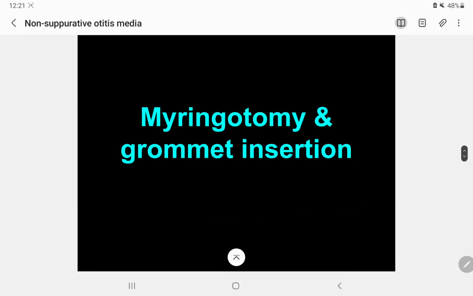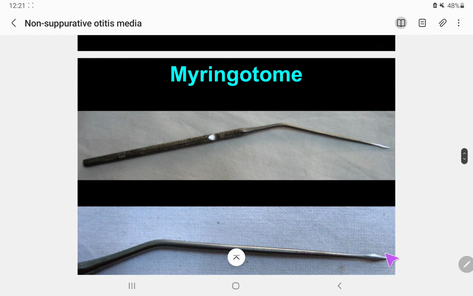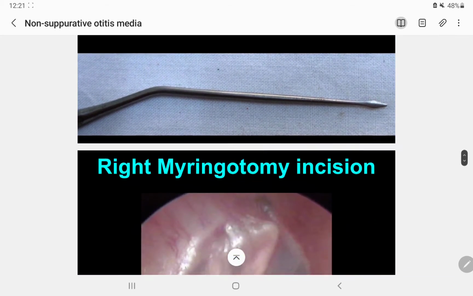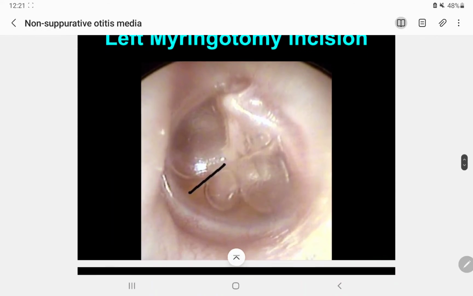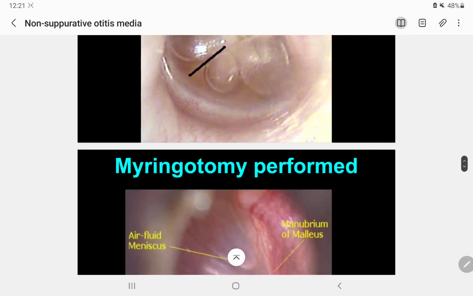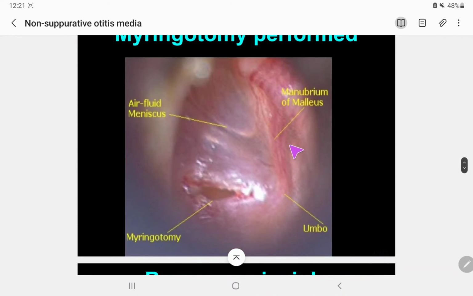So let's look at the surgical part. Okay, this is a myringotome, this is a very sharp blade. So this is a myringotome instrument. So this is the right myringotome incision, yeah, the radial incision can be seen, and this is the left myringotome incision. So what is this? This is a right sided tympanic membrane, right? So this is the umbo, here is the manubrium of malleus, and then air fluid level meniscus can be seen.